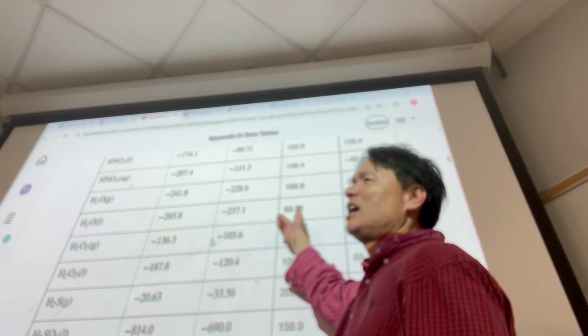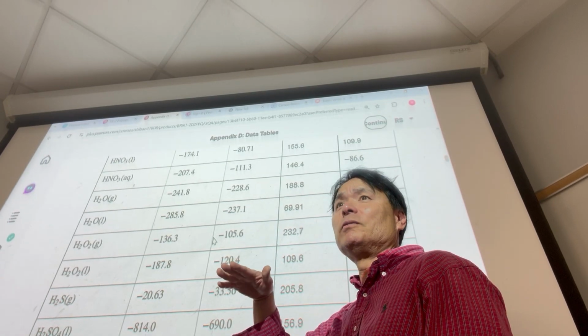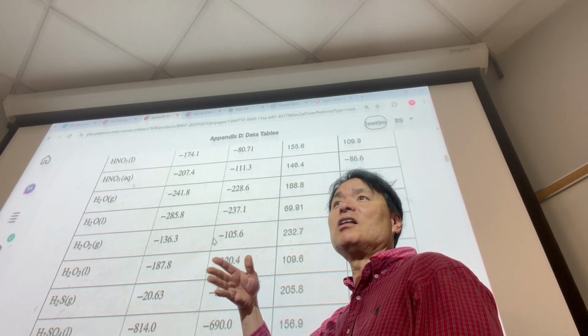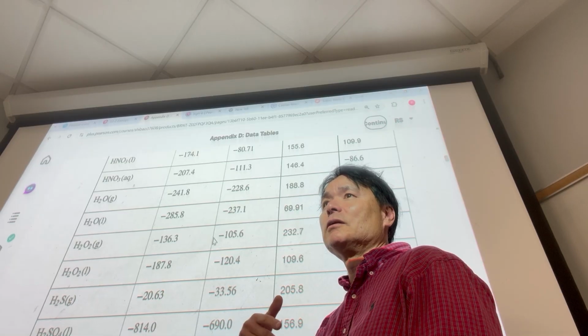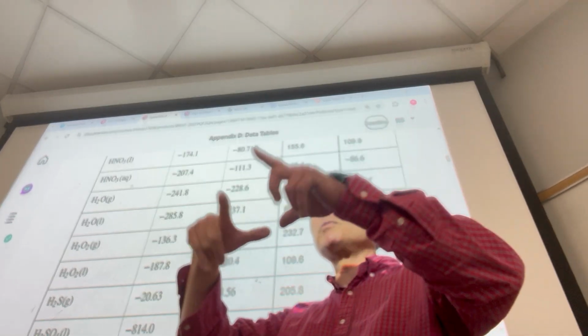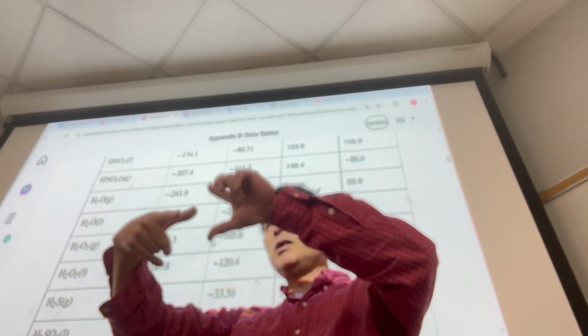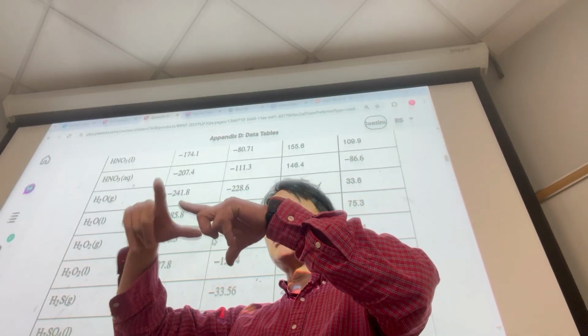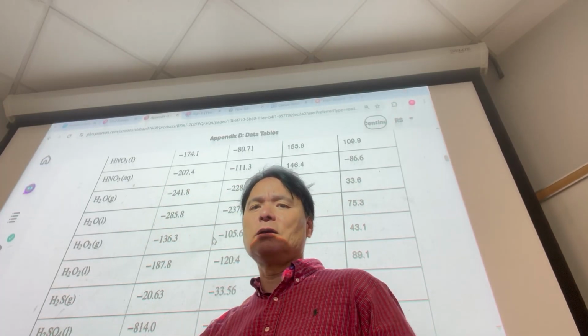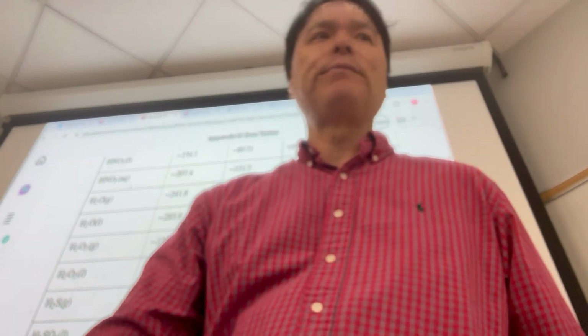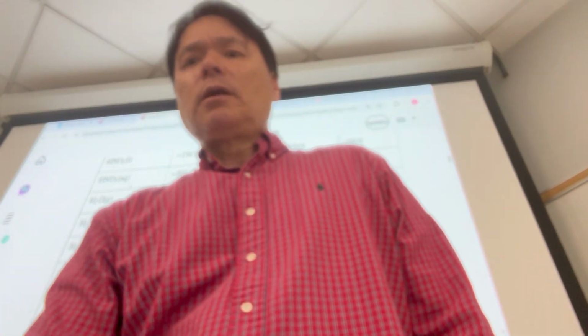Yeah. Take a look at H2O liquid. Wow. 69.91. It's pretty low. It's kind of in the solid territory. And so this has strong hydrogen bonding interactions, which holds the water molecules in certain positions. It limits the mobility or the freedom of the water molecules. Okay, I'm going to stop.